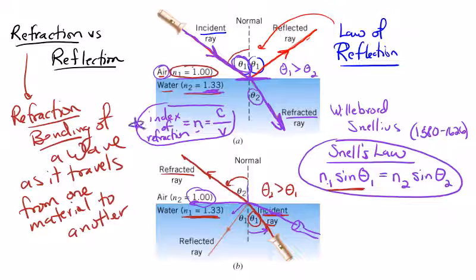So these are our two key ideas. The index of refraction is the speed of light in a vacuum, which is 3 times 10 to the 8th meters per second, divided by the speed in that particular material, because c is always the speed of light in a vacuum. And then Snell's law: the product of your index of refraction and the sine of the angle is always equal to the product of the index of refraction and the sine of the angle in the other material.